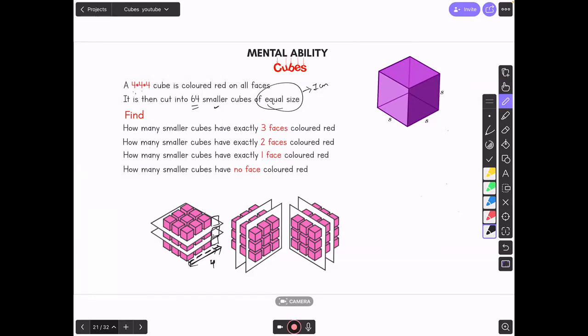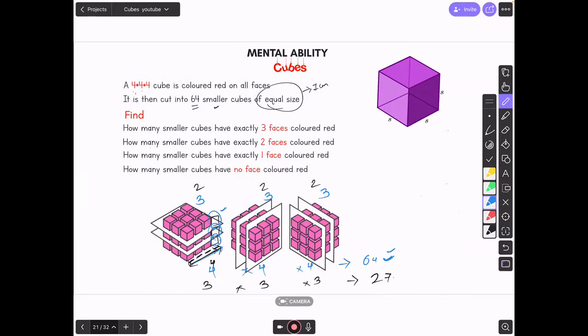Last time you did 2, 2 cuts and you got 3 into 3 into 3, 27 equal parts. This time you will not be doing 2, 2 cuts. This time you will be doing 3, 3, 3 cuts and you will be getting 4, 4, 4 parts. So 4 into 4 into 4, 64 smaller cubes it will be cut into. Imagine this is now a 4 centimeter cube, so there is one extra layer of 1 centimeter being added everywhere. That is how it will be cut into 64 smaller cubes of equal size.